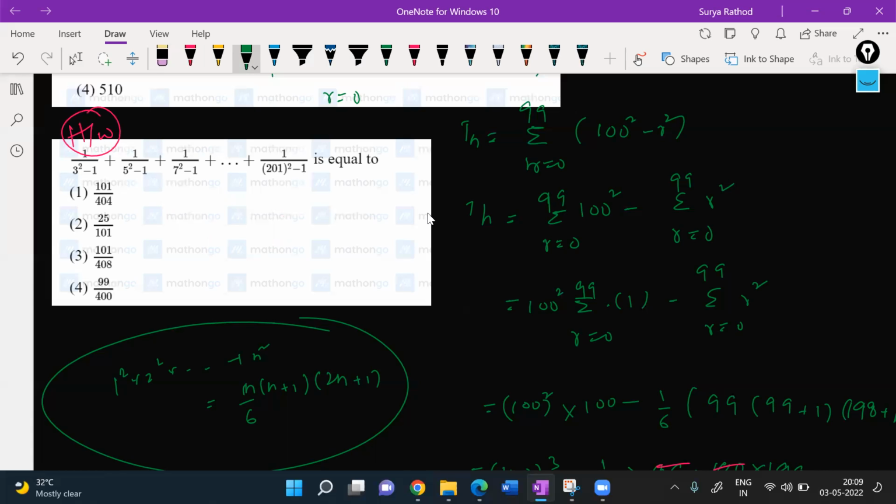Are you getting the idea, or else you want me to teach this? Are you getting the idea or not, or else you want me to help? Quite simple question. Very simple question. It comes within 4 to 5 steps. You can solve this question within 4 to 5 steps. Think.